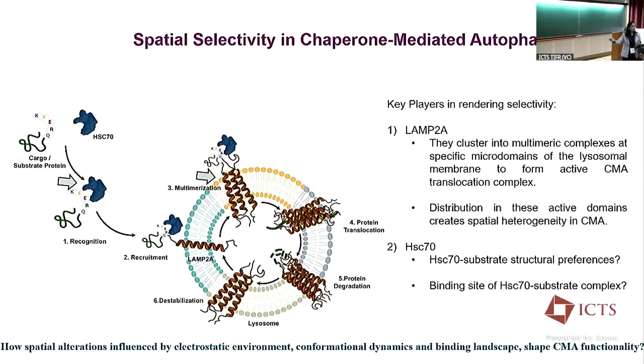Sequence-wise, we know the motif has to be KFERQ, but structure-wise, we don't know. What are the structural preferences? What are the binding sites? Nothing is known. So these two are the key questions that I would like to answer through my research in this talk. So the basic question that we answer is how spatial alterations, influenced by electrostatic environment, conformational dynamics, and binding landscape, shape CMA functionality.